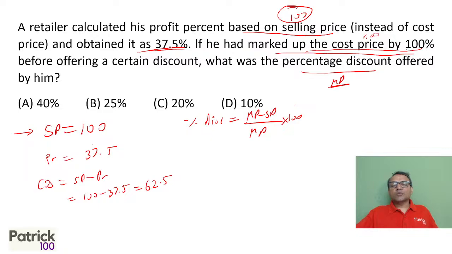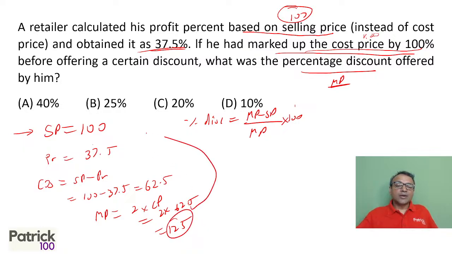Now he marked up the cost price by 100%. That means the mark price is double the cost price, because a markup of 100% means you double the value. So it becomes 2 into 62.5, 125. So mark price is 125. The selling price is 100. So the discount is 25 on 125 into 100, which is 20%. The discount you're getting is 25, but you calculate it on the mark price. So 25 on 125 into 100 will become 20% discount.